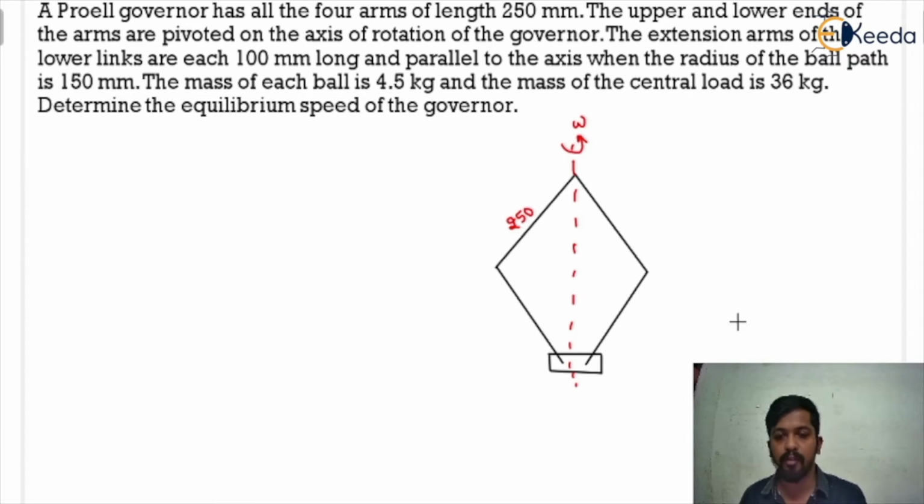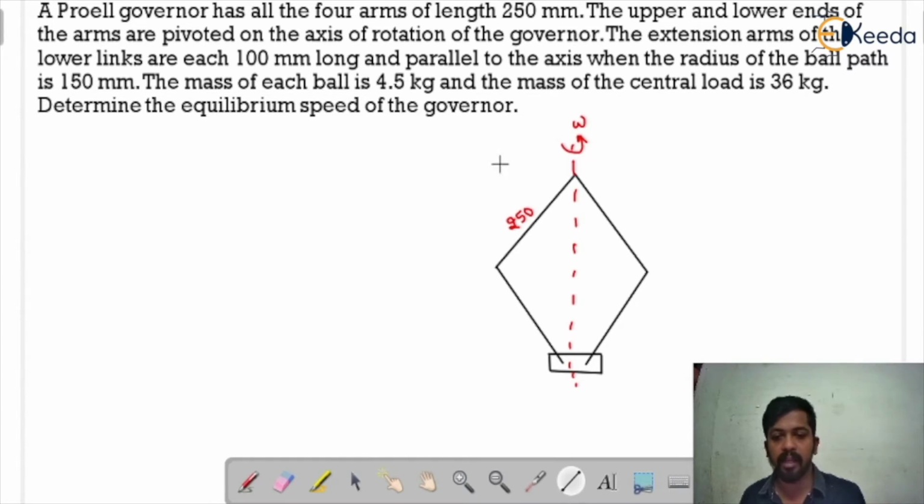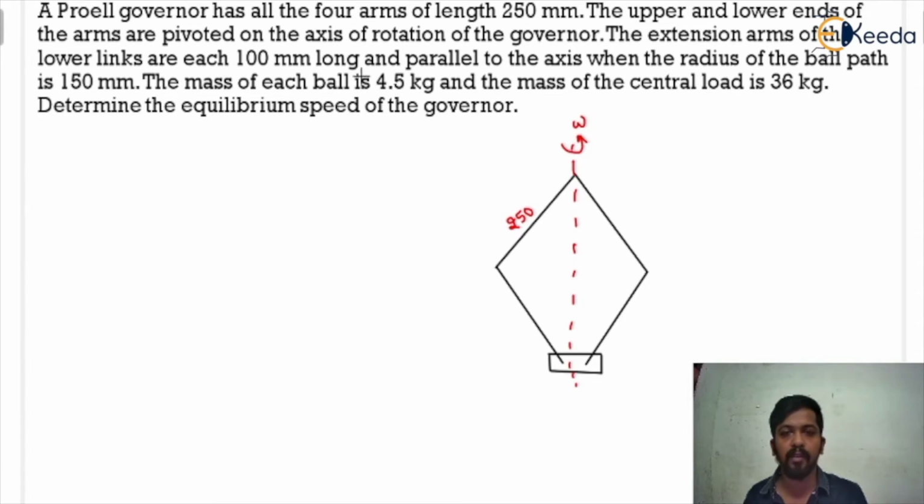So we have drawn the diagram here. This is the Proell Governor, and in the Proell Governor we all know there is an extension of the lower link. But before I draw the extension of the lower link, first we need to read the question. Then we will draw the extension of the lower link and the Proell Governor will be complete. I have not drawn the extension of the lower link because I want to read the question completely. The position of the extension of the lower link is given in the question, and we will draw according to that.